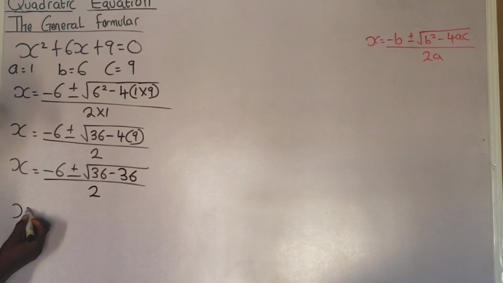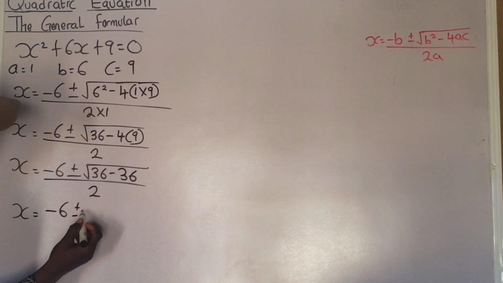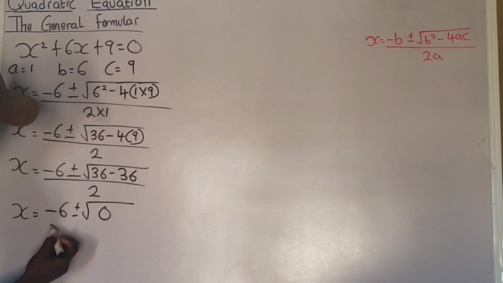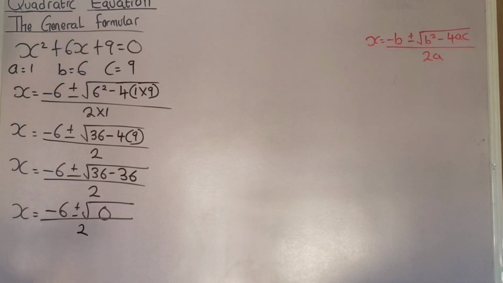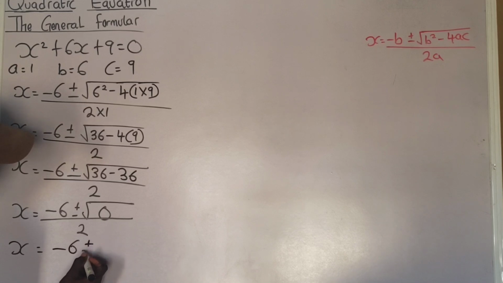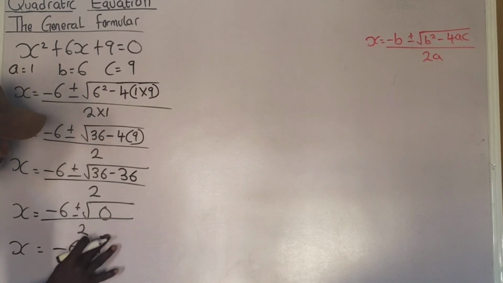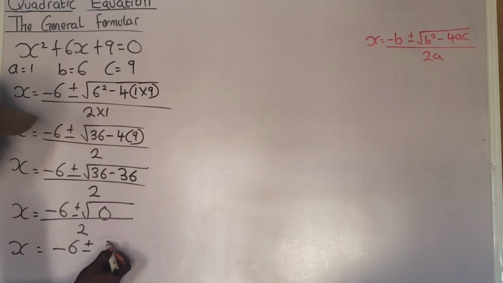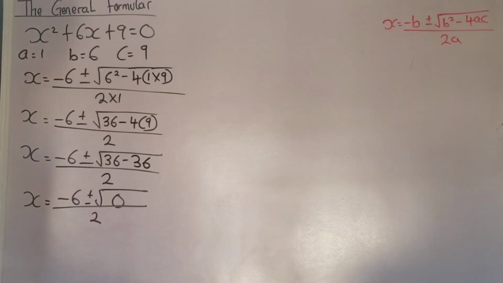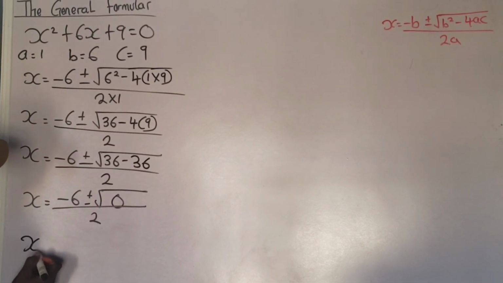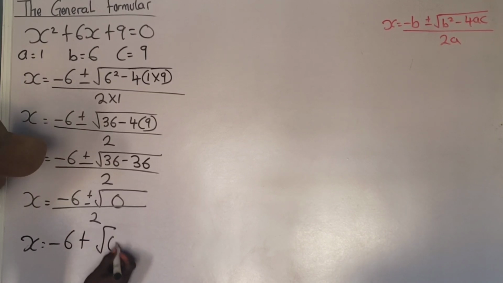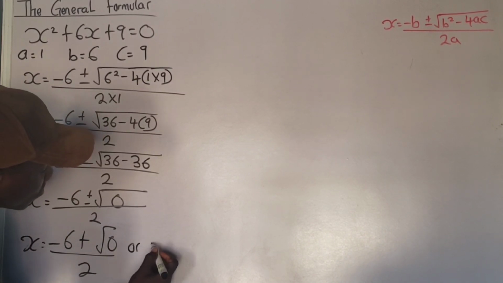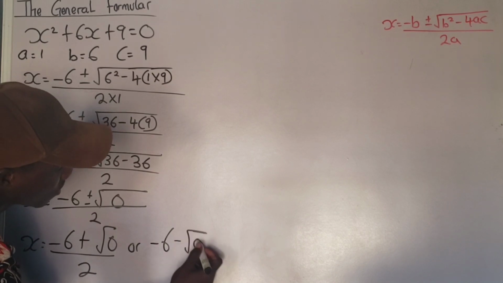So here I'm going to have x equals negative 6 plus or minus square root of 0, all over 2. Please just pay attention, it's very simple. Square root of 0 will give you 0, so there is no need for putting that. Let me just put it like this, all over 2. You can separate the signs. So I'm going to have x equals minus 6 plus square root of 0 all over 2, or minus 6 minus square root of 0 all over 2.